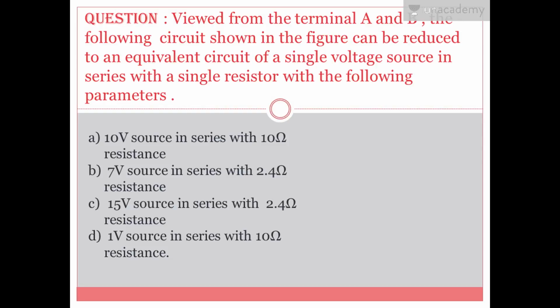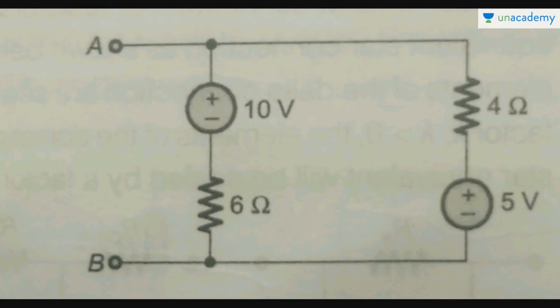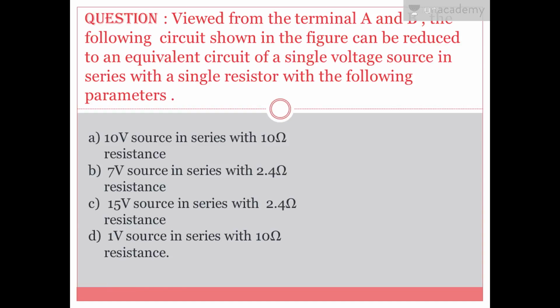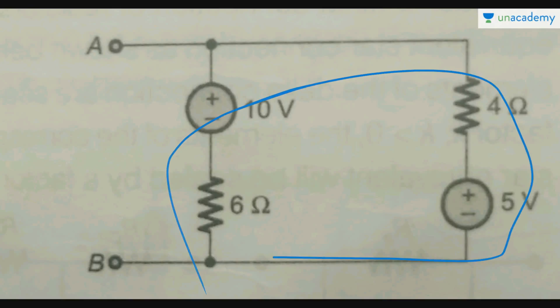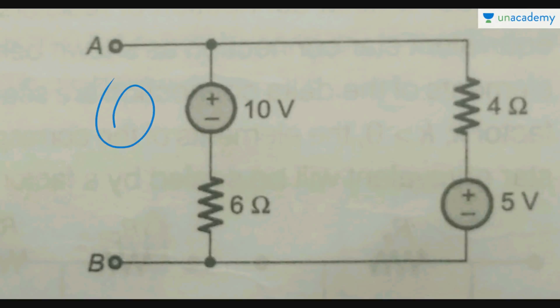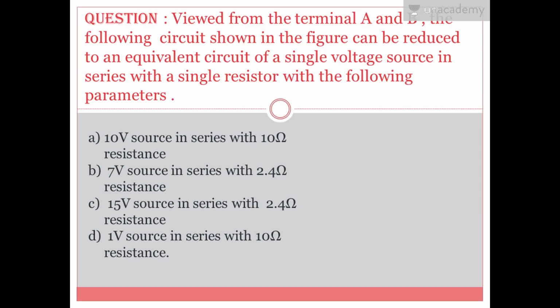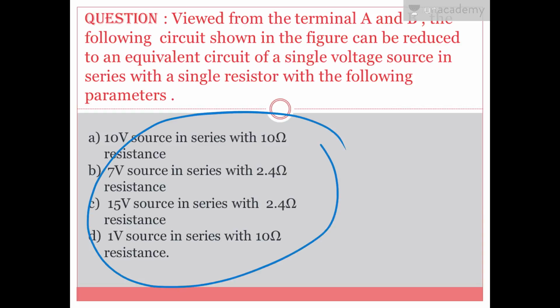So first read the question carefully. Viewed from the terminals A and B in the following circuit shown in the figure, this is the figure, points A and B, it can be reduced to an equivalent circuit of a single voltage source in series with a single resistance with the following parameters, right? So basically we need to reduce this circuit into a single voltage in series with a resistance. And here the options are given.